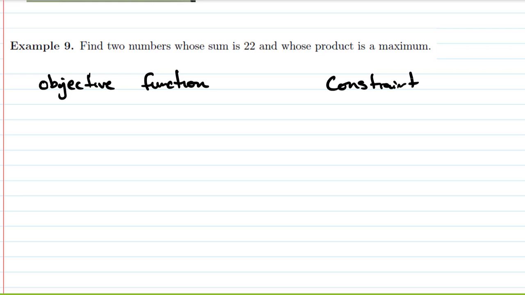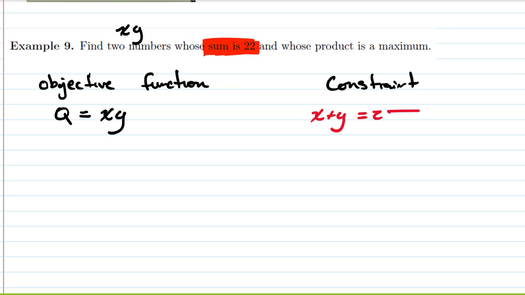So for our objective function, we're told to find two numbers whose sum is 22 and whose product is a maximum. So I'm going to let my two numbers, since I'm boring, be x and y. Then my objective function is, I want their product, meaning multiply, to be a maximum. So my objective function is Q equals x times y. My constraint is the sum is 22, so x plus y has to equal the number 22.